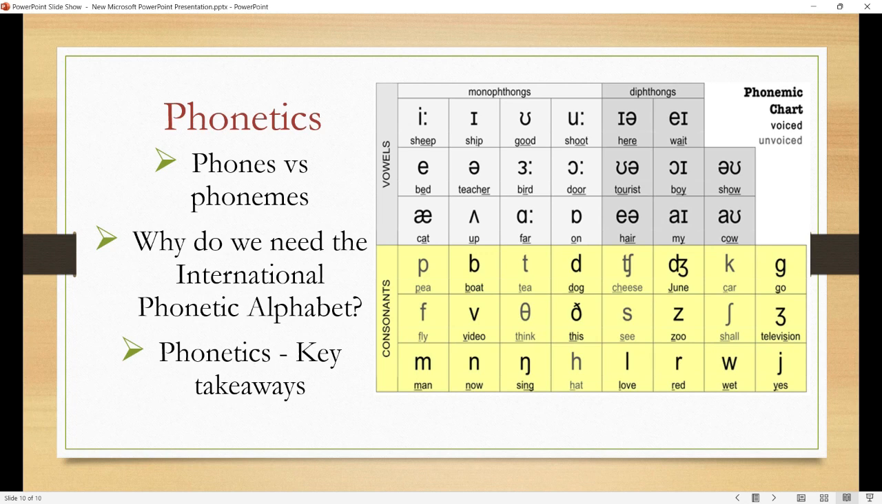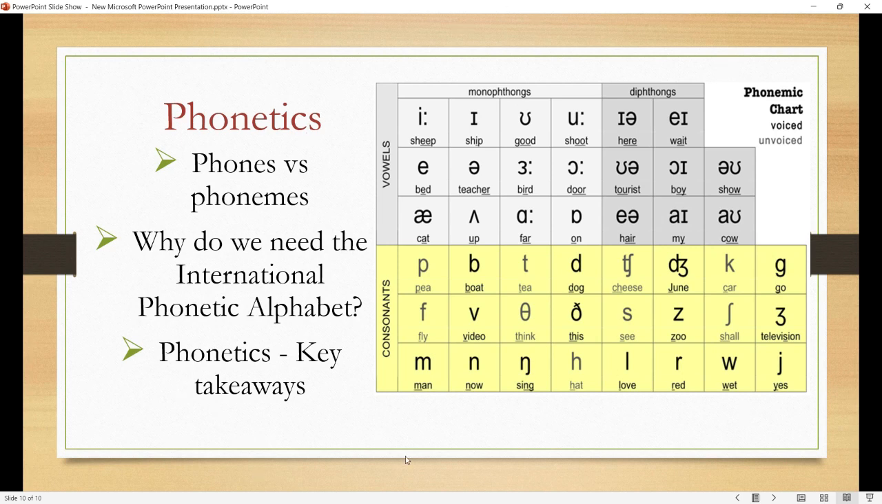The IPA was created to help describe sounds, phones, not phonemes. However, the chart is often used for phonemic transcription. The IPA itself is big. Therefore, when studying the English language, we would most likely use a phonemic chart, based on the IPA, which only represents the 44 English phonemes.